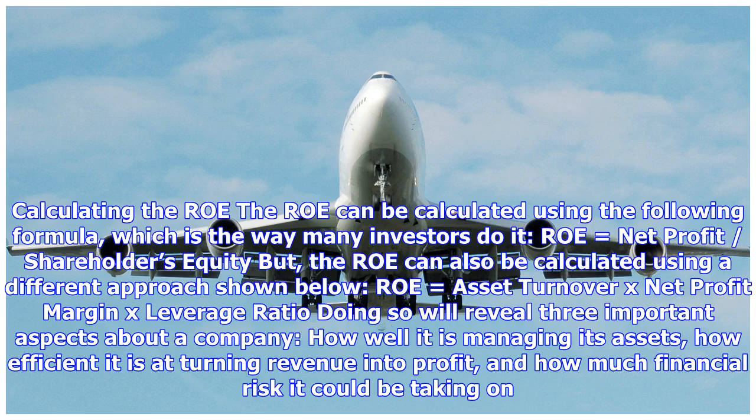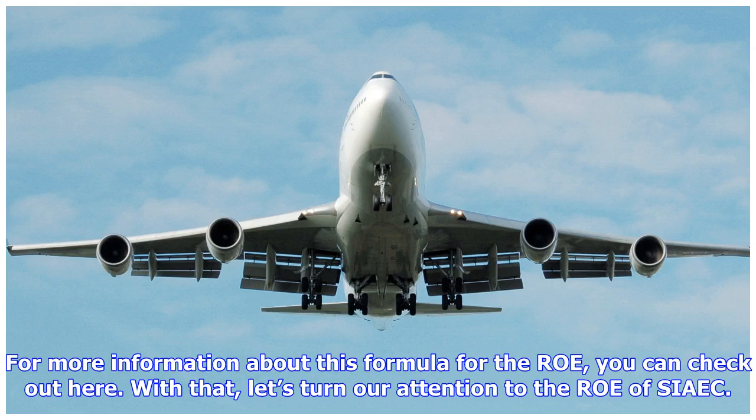Calculating the ROE. The ROE can be calculated using the following formula, which is the way many investors do it. ROE equals net profit divided by shareholders' equity. But the ROE can also be calculated using a different approach shown below. ROE equals asset turnover x net profit margin x leverage ratio. Doing so will reveal three important aspects. For more information about this formula for the ROE, you can check out here. With that, let's turn our attention to the ROE of SIAEC.